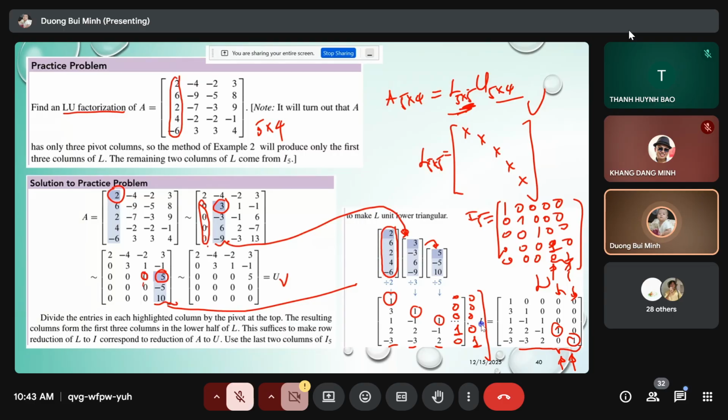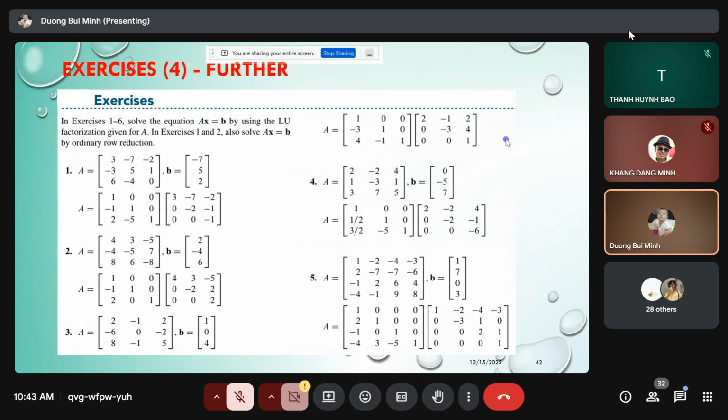We have A, where A is N times M, with N higher than M or N less than M. So we can get A equals L times U. This is more expansion about factorization of A. Of course, we have applications and some more exercises. Now we find the LU factorization.